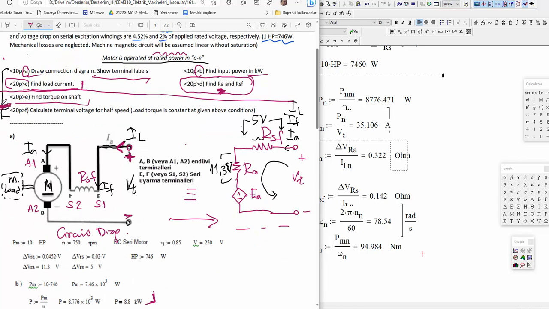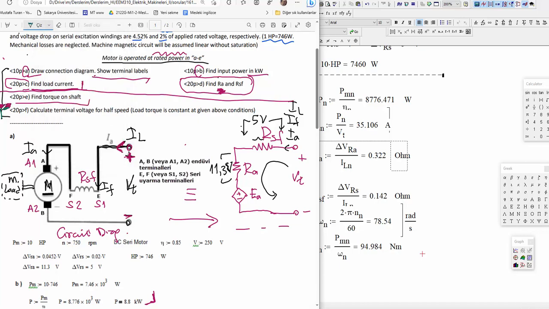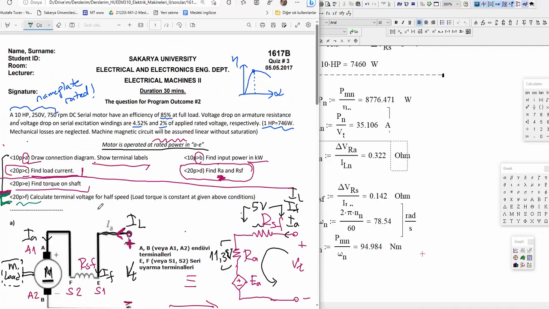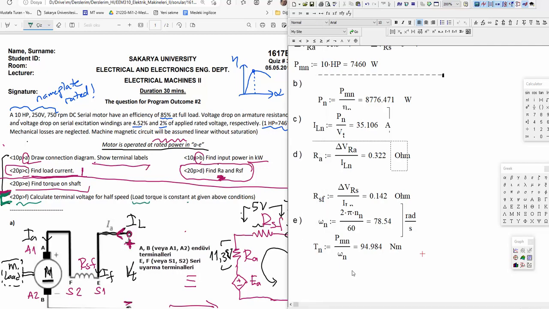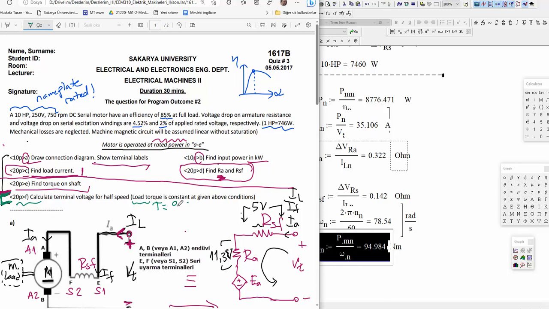Let's continue. It gets easy so far, but the last question is a bit tricky and a bit difficult. Calculate terminal voltage for half speed. Here is extra information: load torque is constant. We have already calculated here that torque is 94.984 Newton meters. It is constant at the given above conditions. That's the clue. Calculate terminal voltage for half speed.